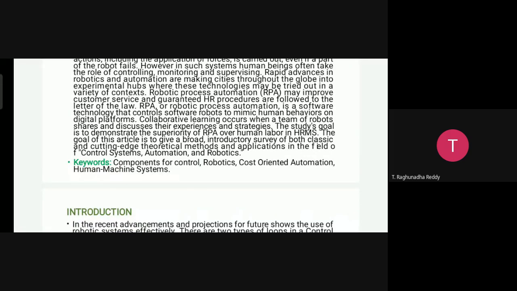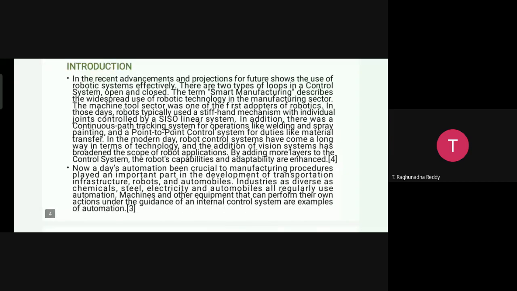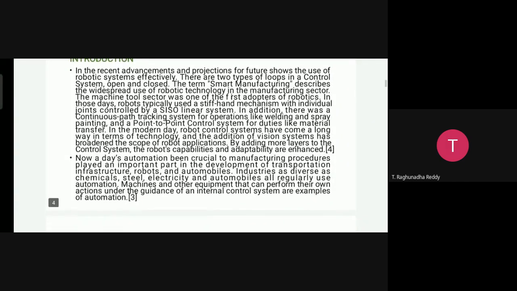In this, I would like to discuss a relative study of how human beings and robots work together, but at the same time, it's a comparative study that robots seem to work better than human beings. And this is actually the credit of human beings, because the controlling system is in the hands of humans. To introduce, the recent advancements and projections for the future show the effective use of robotic systems.